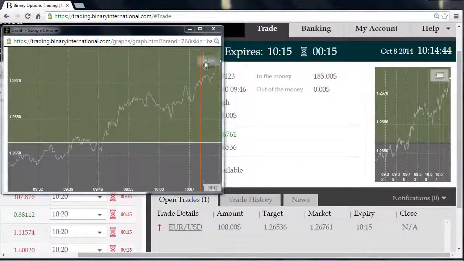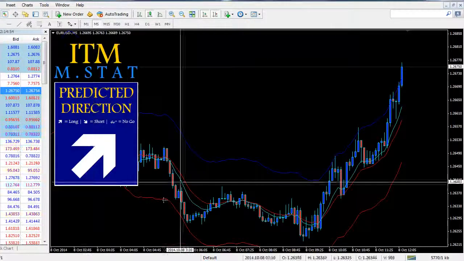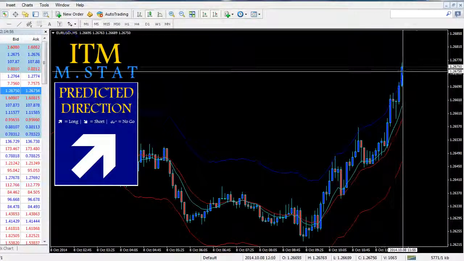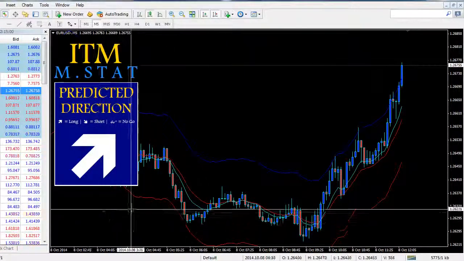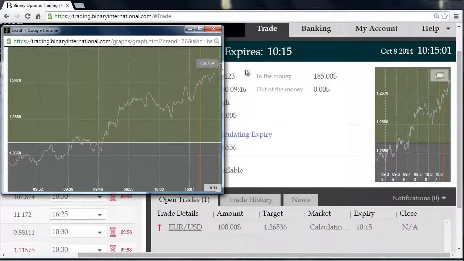All right, back again with roughly 14 seconds remaining on this third Euro USD trade here using ITM MStat. As you can see, this was a breakout or impulse movement that was captured quite nicely by ITM MStat. The rules are extremely simple to follow. All we did was look at the predicted direction and look at where the price is in relation to that direction across the EMAs, the crossover EMAs in the middle. The rules are very simple.